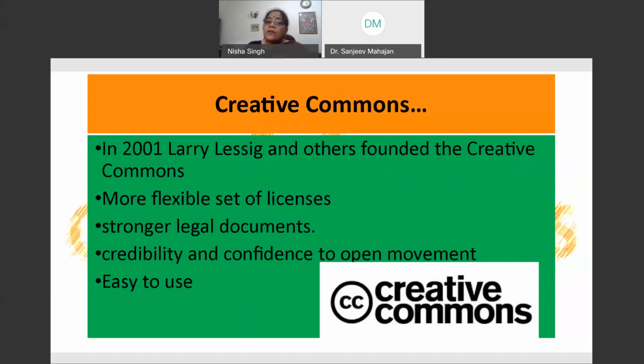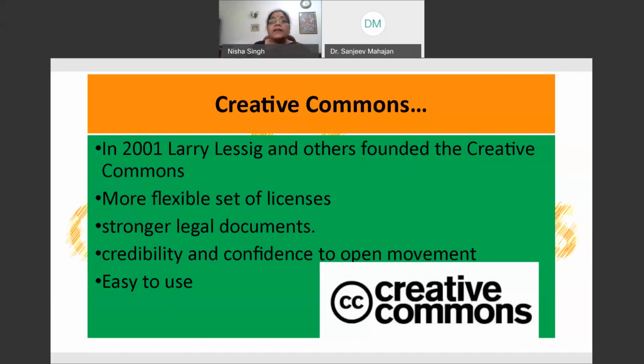Then 2001 was a remarkable year, when there was another license given by Larry Lessig. They were much stronger licenses. In fact, most of the open things have the Creative Commons license. So Larry Lessig gave this in 2001. They were more flexible, with strong labeling.